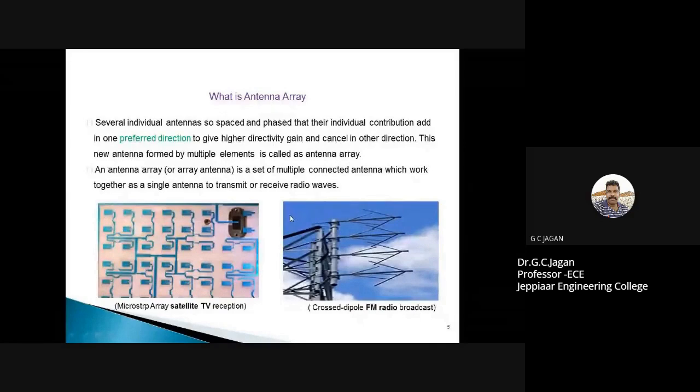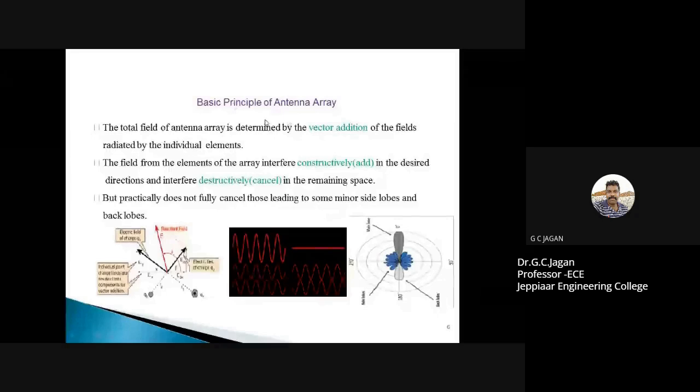Different types of arrays exist. The basic principle of an antenna array is that the total field of the complete array antenna is determined by the vector addition of individual elements. The fields from the elements of the array interfere and add in the desired direction, and cancel in the remaining space. So all the radiation from individual elements constructively adds in the desired direction. Their phase angles will be additive, so they add in a particular direction, and in the remaining directions they cancel each other.